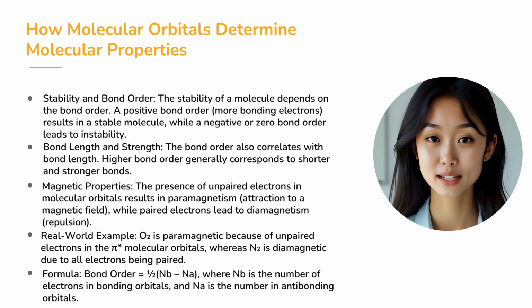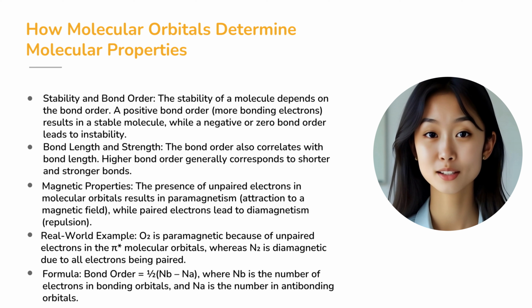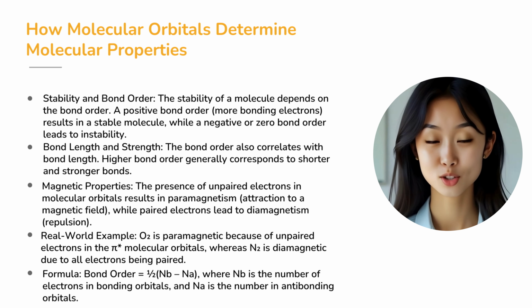For instance, in the H2 molecule, the bond order is 1, meaning it's a stable molecule held together by a single bond. The bond order also affects the bond length. Higher bond order means shorter, stronger bonds.